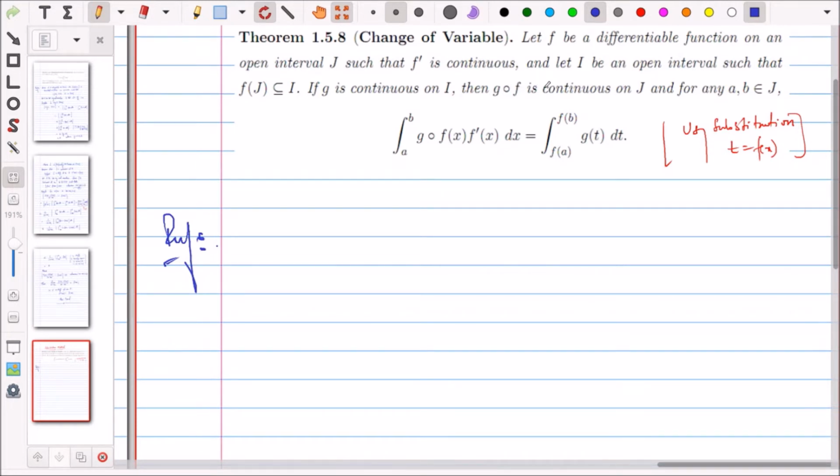This is by algebra of continuous functions, right? Composition of two continuous functions is continuous. So g of f continuous हो गया, and for any a, b belonging to J, ये result हमें prove करना है. This we can prove using fundamental theorem of calculus 2. Okay, so let us start.